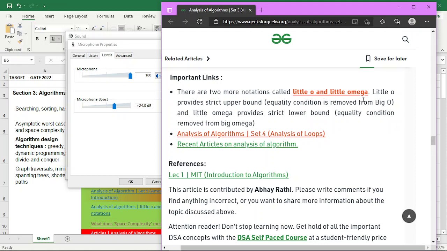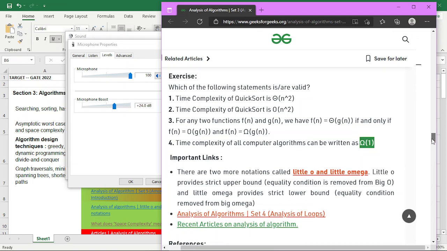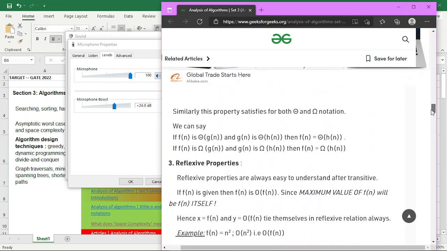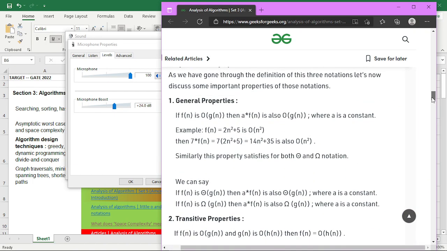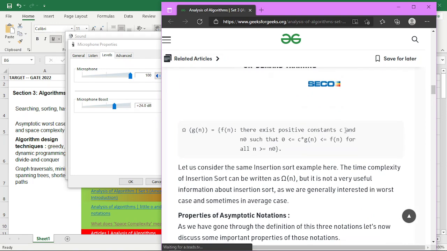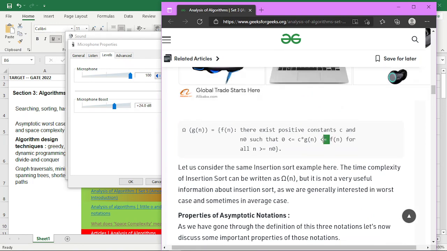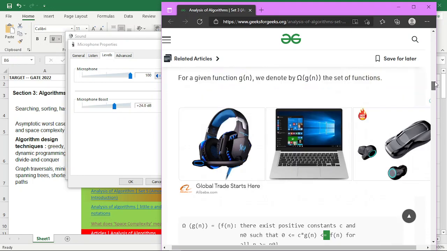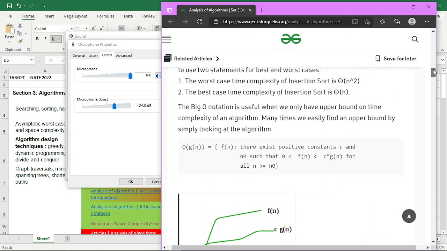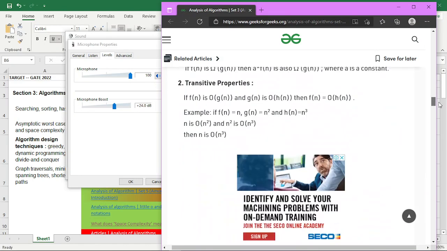Also there are little omega and little O, where just this equality symbol is removed from these big notations. So here the equality will be removed, and in this also the equality will be removed, and they are strictly upper bound or lower bound.